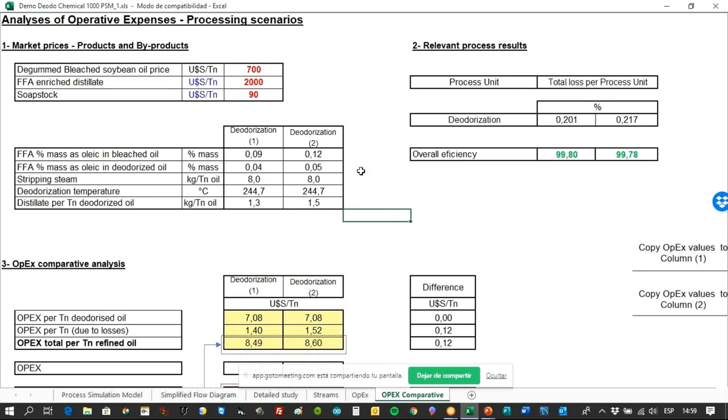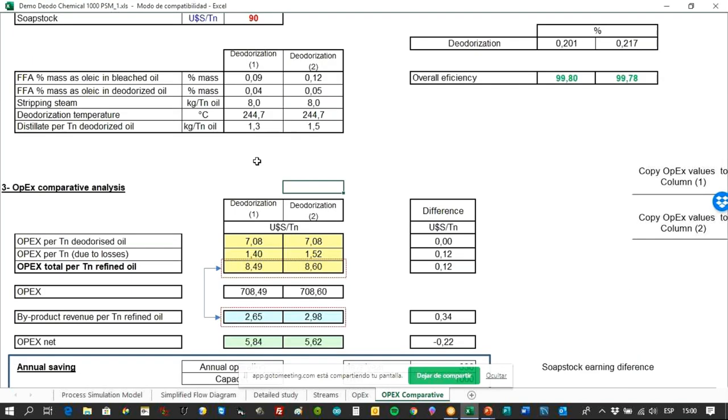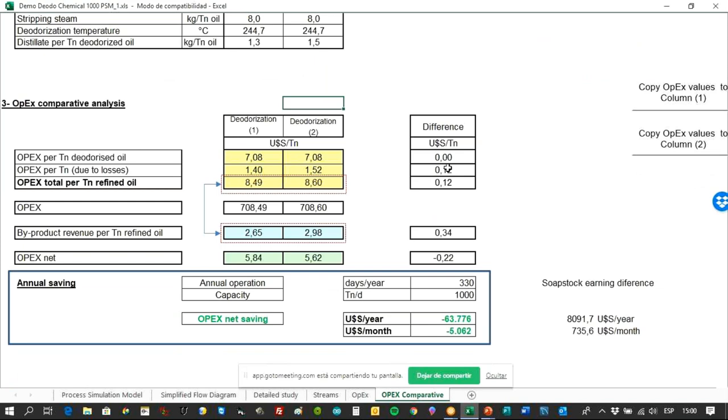So here we have the operative expenses of our deodorization, and here we have the operative expenses in terms of the things that we are using, the cooling water, chemical, and so on. And in both cases, it's the same because we haven't changed anything in terms of the steam, chemical, cooling water, and so on. And now this is the operative expenses in terms of the oil losses, let us say. And in the second case, since we are removing much more free fatty acid than before, we have a bit higher losses in terms of oil losses. Okay, so this is a difference of 0.12% of extra OPEX in our second simulation run.